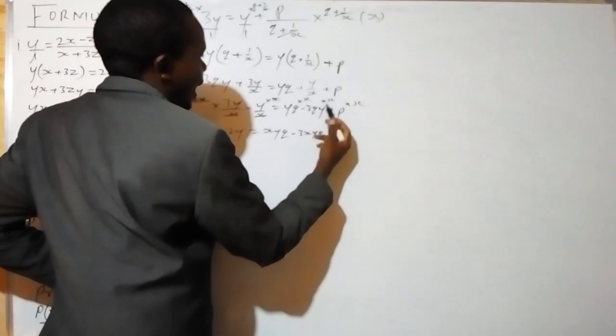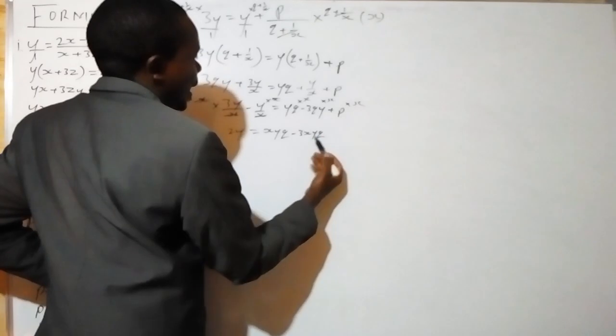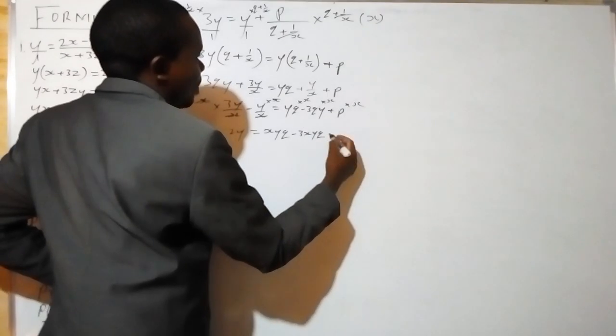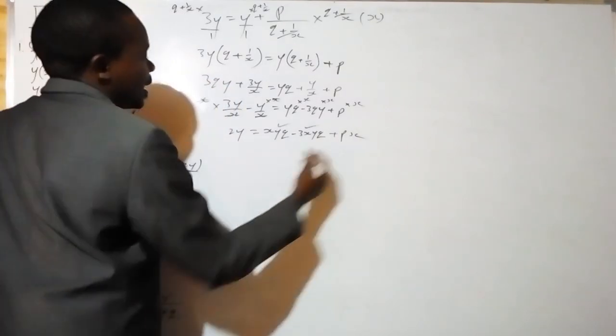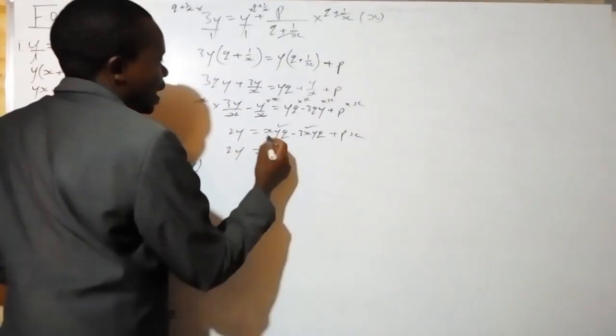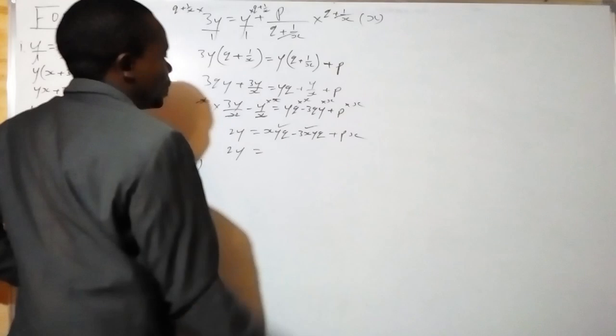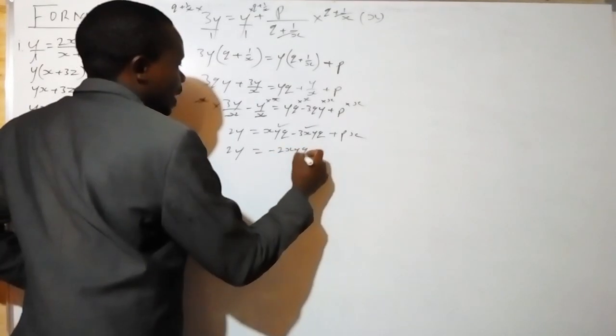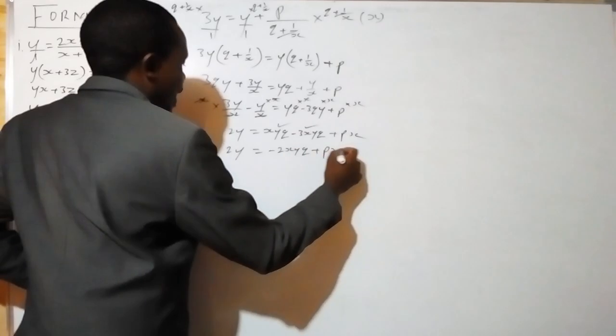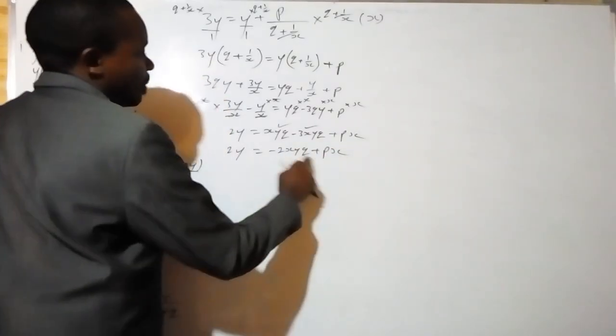We have 3y over x, then y, 3xq, yq here plus px, like that. These and these are like terms. We are going to have 2y is equals to xyq minus 3xyq. This is supposed to be negative 2xyq plus px. Then this x is common.